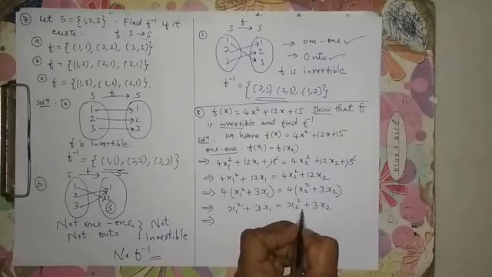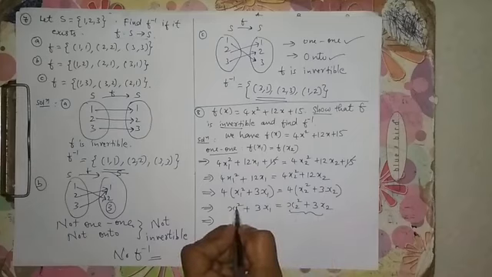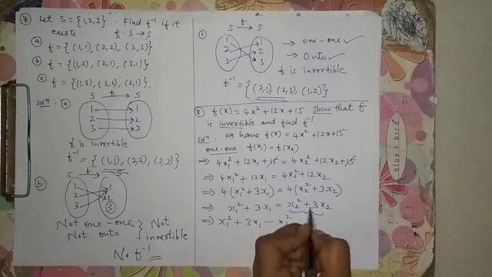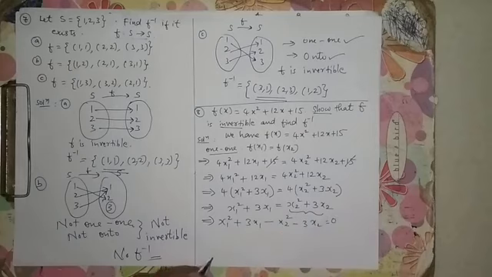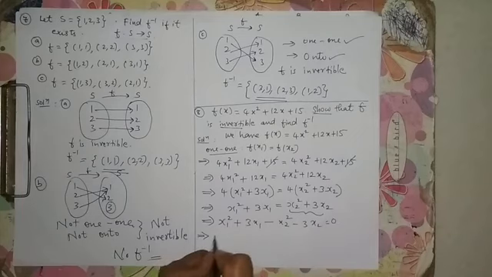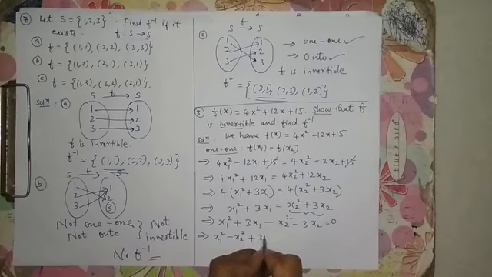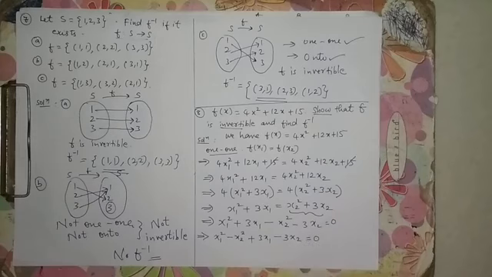This right side, you have to take it to the left side, then equal to 0. So x1 square plus 3x1 minus x2 square minus 3x2, that is equal to 0. Again you have to group it. x1 square and x2 square I write together, x1 square minus x2 square. Since it is on the left side, the sign won't be changed. Again plus 3x1 minus 3x2, that is equal to 0.